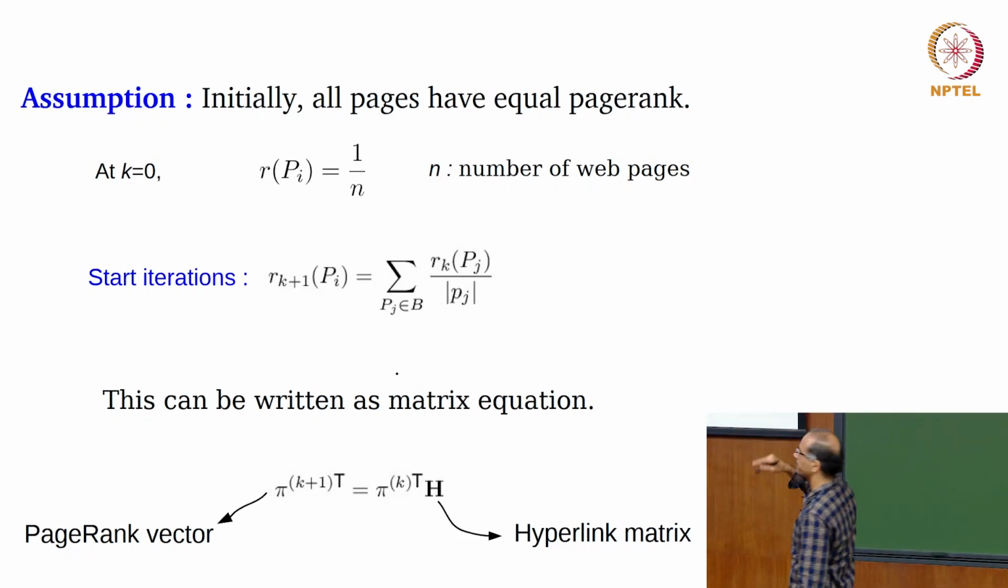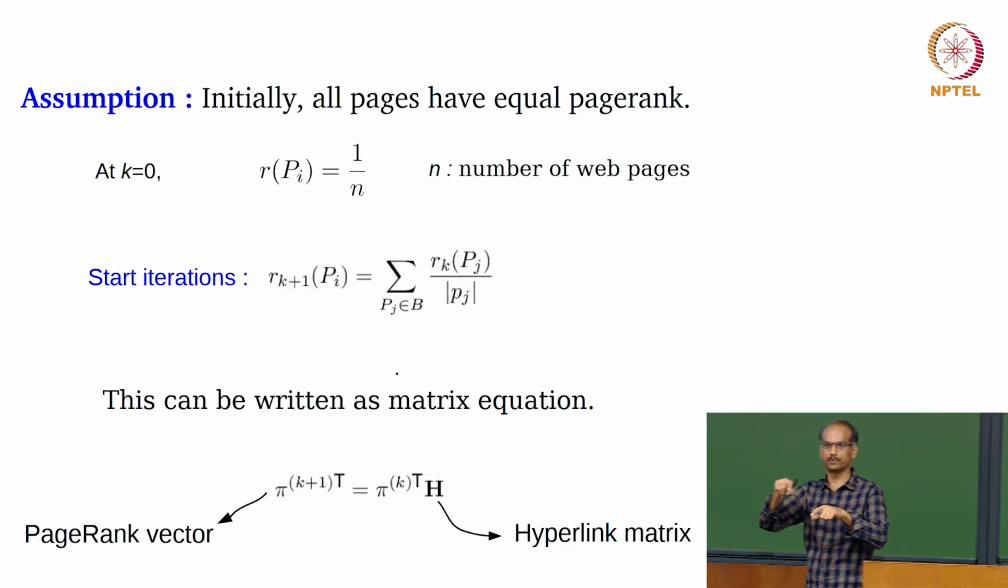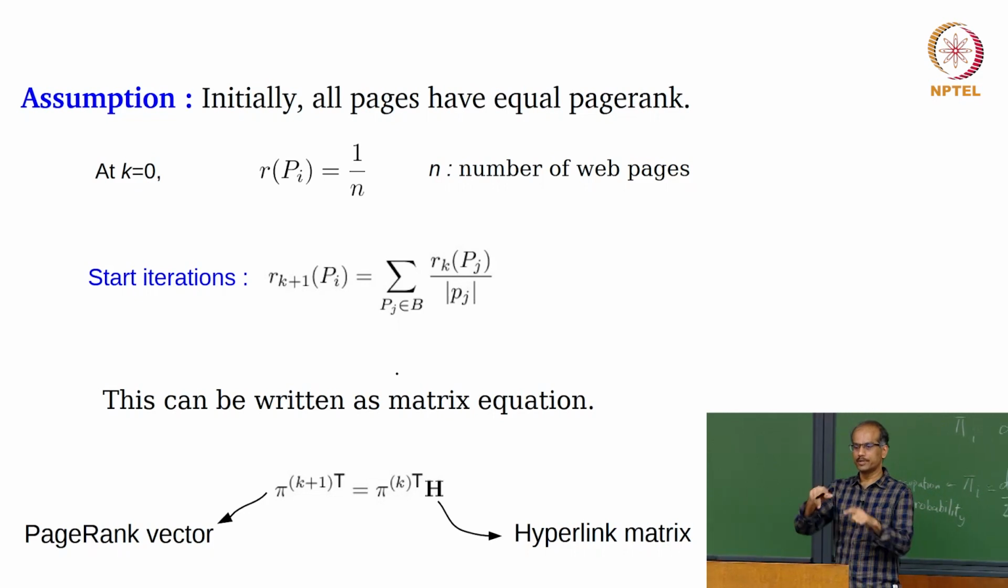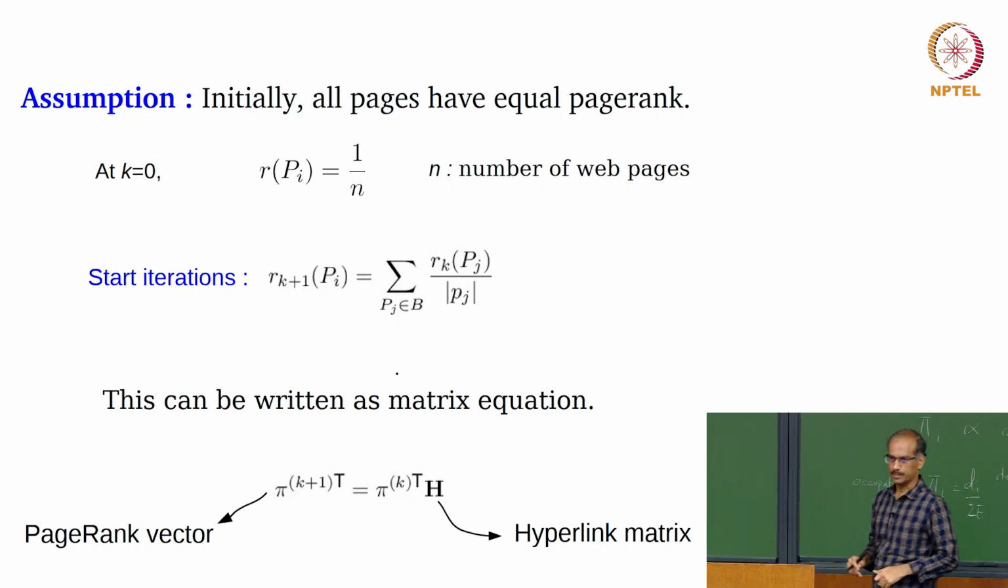So this is a summation over the neighborhood of the particular node. You can only go to a node to which the links exist.